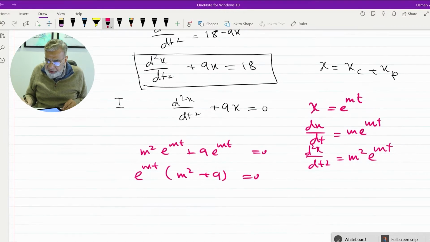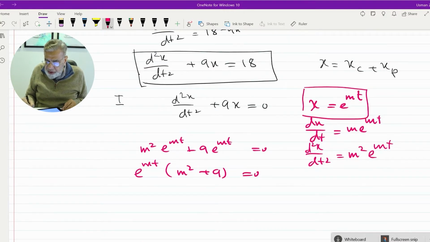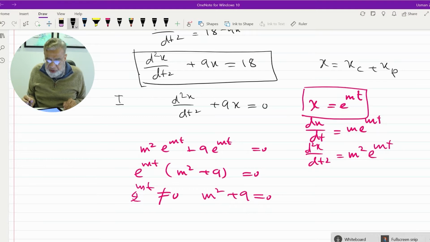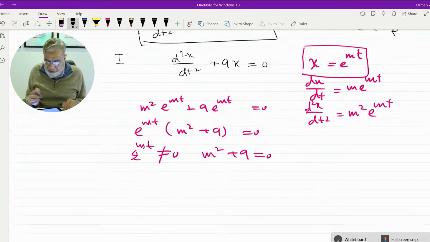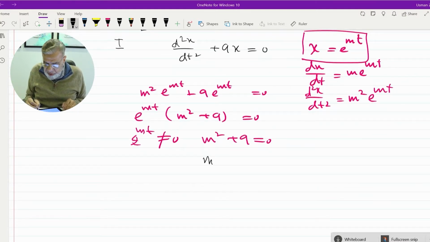Because e to power mt is not 0, we are not considering the zero solution, which we call the trivial solution. We are looking for a non-trivial solution. That means m square + 9 = 0. Now we want to find the roots of m square + 9, and we get complex roots: m is equal to plus minus 3i.